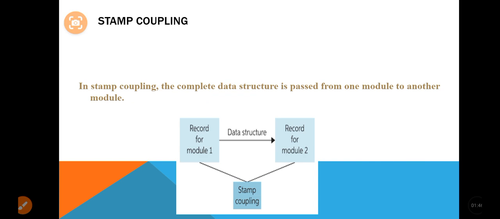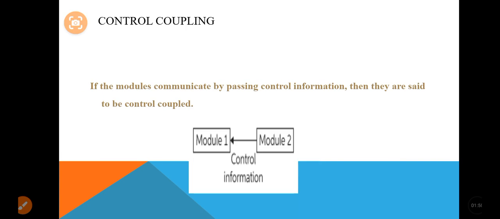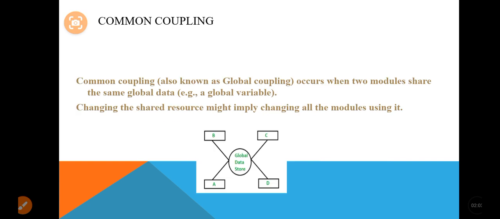Stamp coupling. In this, we pass the complete data structure from one module to another. Third coupling type is control coupling. In this, modules communicate by passing control information, then they are said to be control coupled.